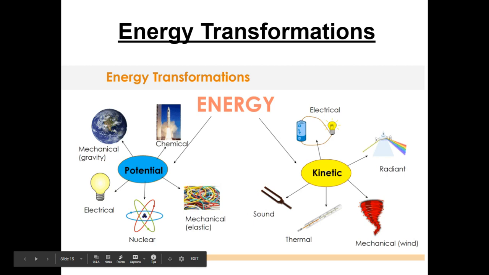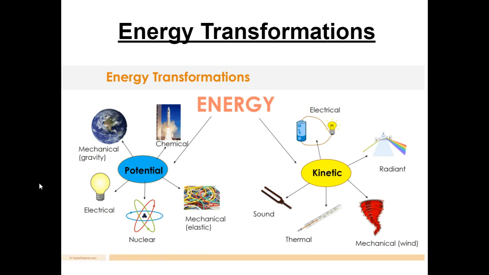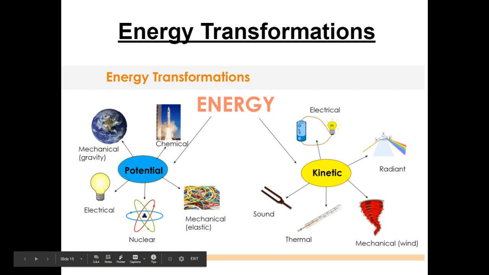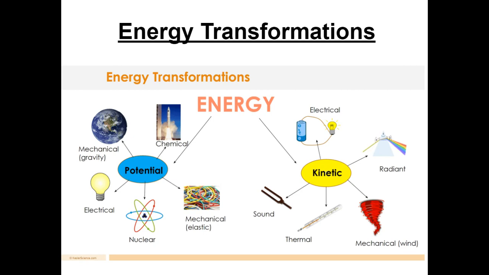Now, energy can also take many other different forms, such as chemical potential energy in the form of rocket fuel, or potential mechanical energy in the form of a stretched rubber band, that's elastic potential energy. We could have kinetic energy in the form of sound. We could have kinetic energy in the form of radiant light.